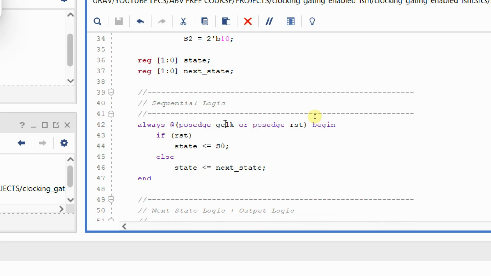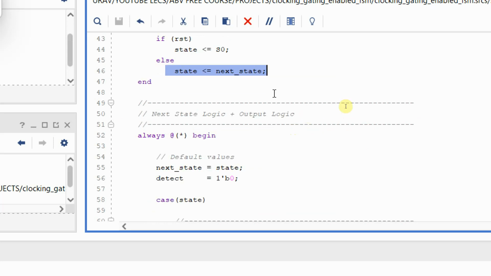And if you carefully observe, I'm not using clock, I'm using G clock over here, or posedge of reset, which is an asynchronous reset. If reset has been applied, then I'm going to S0 state, which is the first state, or else my state will be equal to next state. So depending upon the G clock only, I'm basically deciding my present state value.